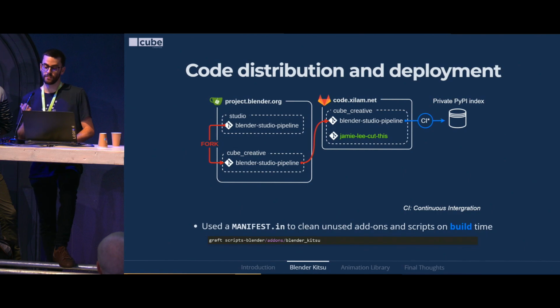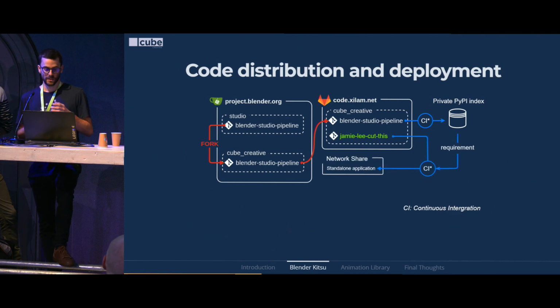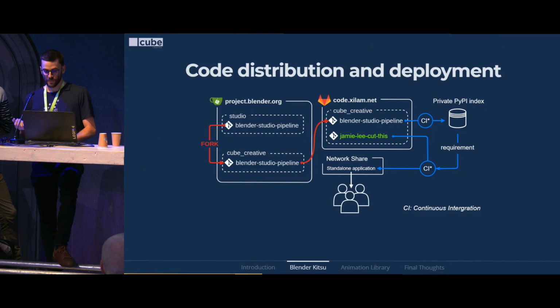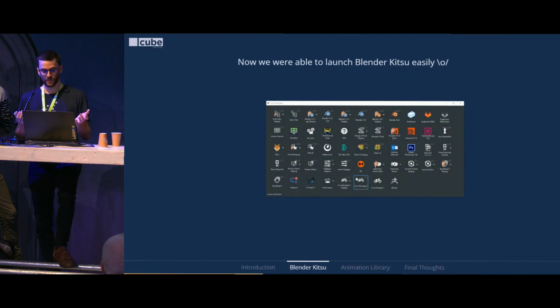Once the add-on was published, we used some CI script on a basic repository with just the template scripts that allowed us to build a standalone application pushed to a simple network share, available to the artists. Once the add-on was published, we were able to launch Blender Kitsu in one click within our pipeline. Woo!